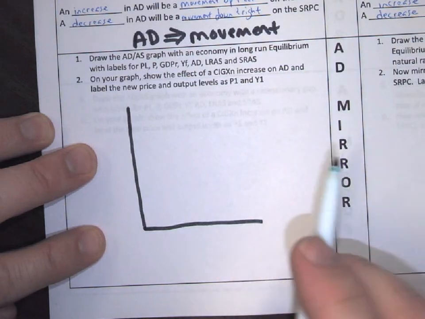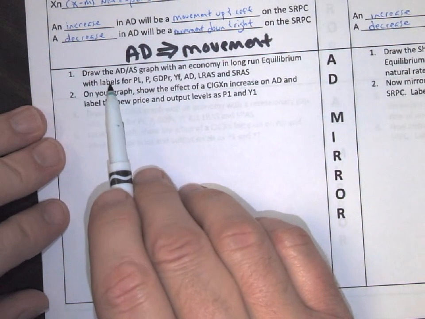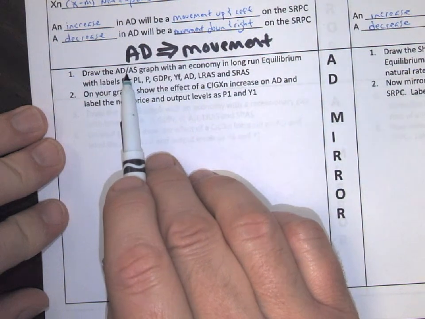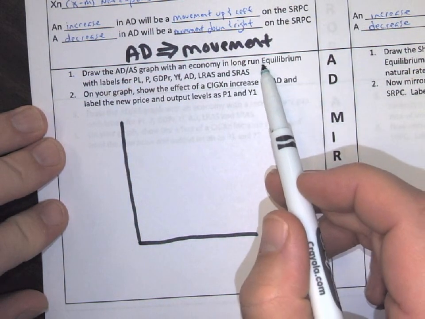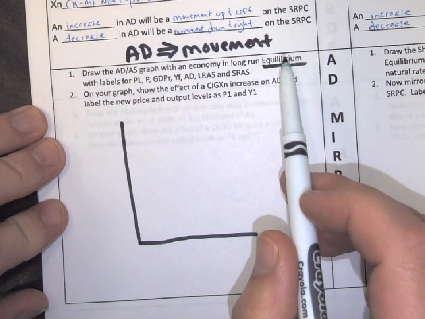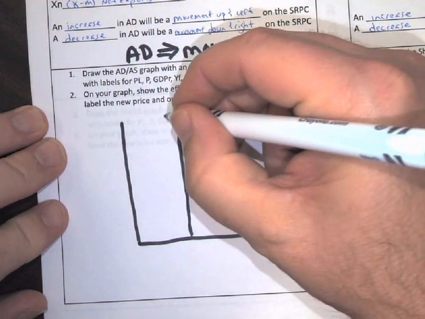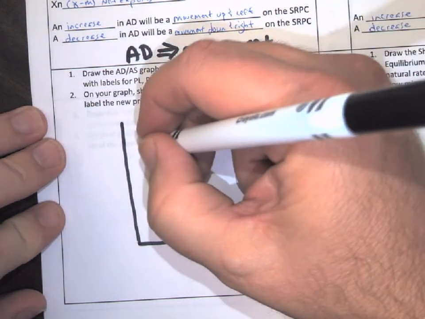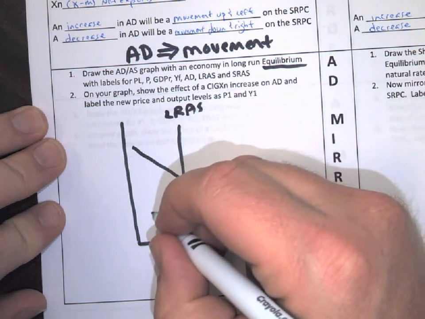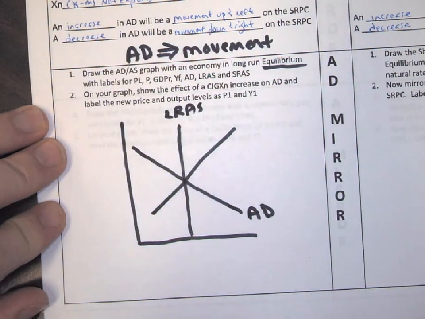So let's look at our directions. I tried to copy kind of the idea or the format of an FRQ. Draw the aggregate demand, aggregate supply graph with an economy in long run equilibrium. Anytime I'm drawing, I want to kind of highlight what I want to do. So long run equilibrium. I know I'm going to need my long run aggregate supply. Then I'm going to have all three of these crossing. That way I know it's in equilibrium. And it's called full employment equilibrium.